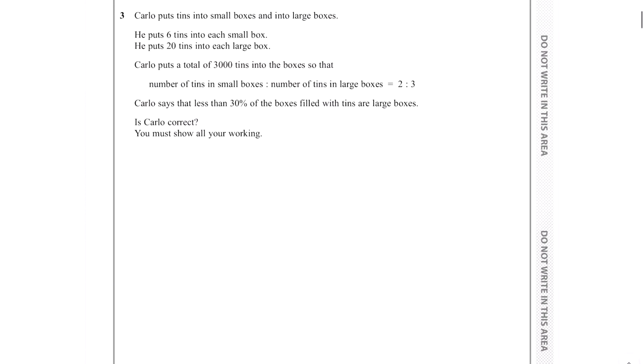Question 3. Connor puts tins into small boxes and large boxes. He puts 6 tins into each small box, 20 tins into each large box. He puts a total of 3,000 tins into that. The number of tins in small boxes to the number of tins in large boxes. So you have small to large number of tins is in the ratio 2 to 3, which adds up to 5. We know that he puts a total of 3,000.